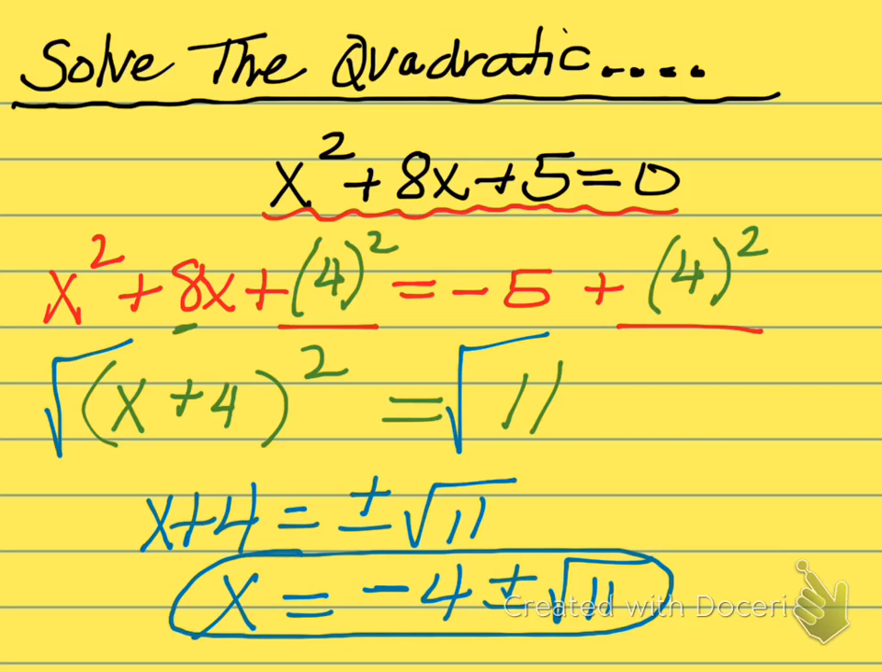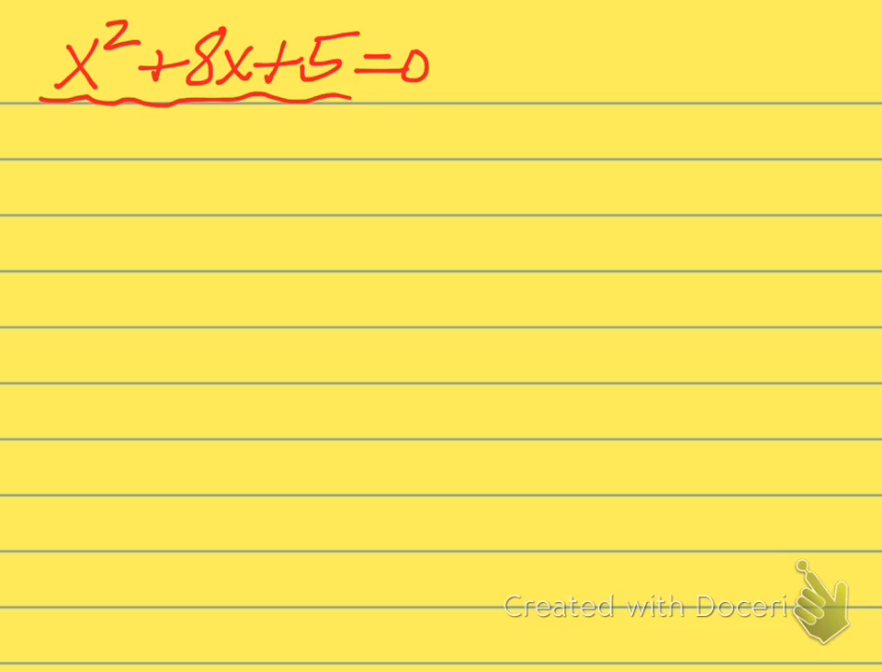We also could do this problem using the quadratic formula. So here we'll rewrite our equation at the top. We have x squared plus 8x plus 5. We're doing the same problem, just a different method. So we could use the quadratic formula.